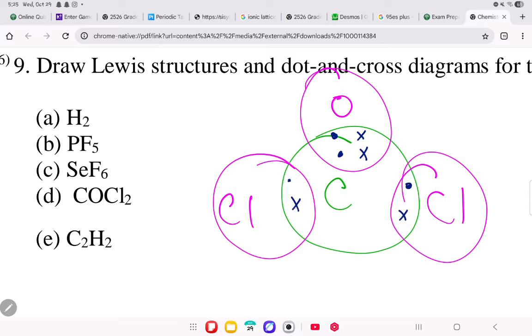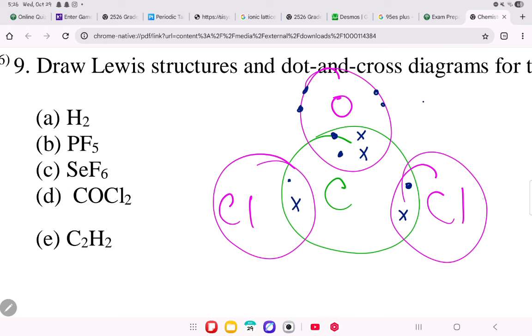Now, let us say I took the X to be the electrons of carbon. That means the dot is for oxygen and chlorine. We know that oxygen has 6 valence electrons. So this is 1, 2. That means we still have 4 left. So we can say 3, 4, 5, 6. Perfect.